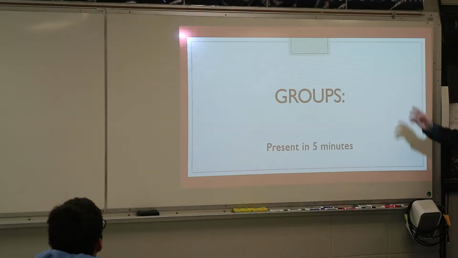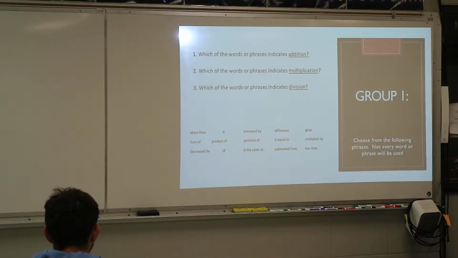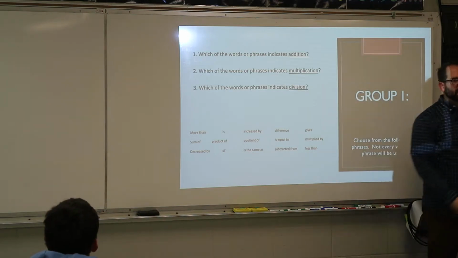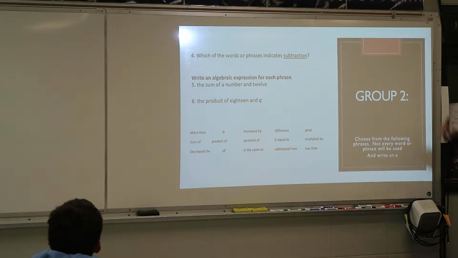Now, here's how it works. Each group will be given 3 problems. 3, that's it. So group number 1, this is your example. If you're looking at this worksheet, group number 1 will take the first 3 questions, the top 3. The next group, number 2, will take the next 3 questions, so they'll have number 4, 5, and 6. Does that make sense?